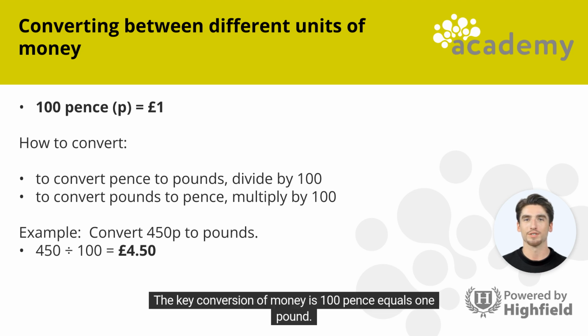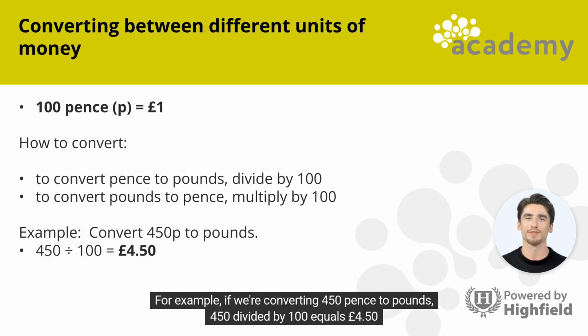The key conversion of money is 100 pence equals 1 pound. To convert pence to pounds, we divide by 100. And to convert pounds to pence, we multiply by 100. For example, if we're converting 450 pence to pounds, 450 divided by 100 equals £4.50.